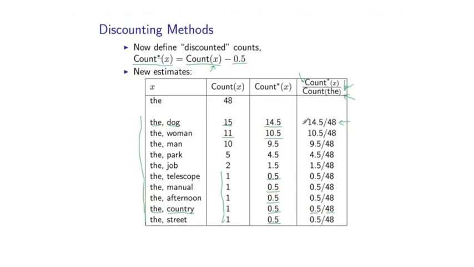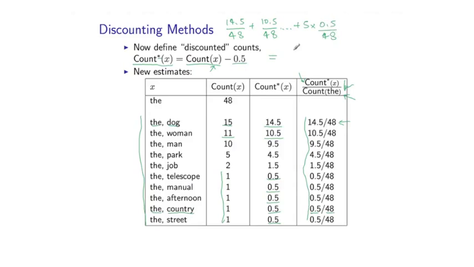Now, once we've done this, we'll see that there is actually some missing or left over probability mass. What do I mean by that? Well, if we sum each of these terms, we end up with an expression, something like 14.5 out of 48 plus 10.5 out of 48, and so on and so on. Finally, we have plus 5 times 0.5 out of 48.